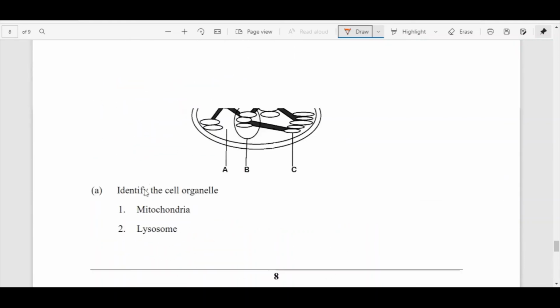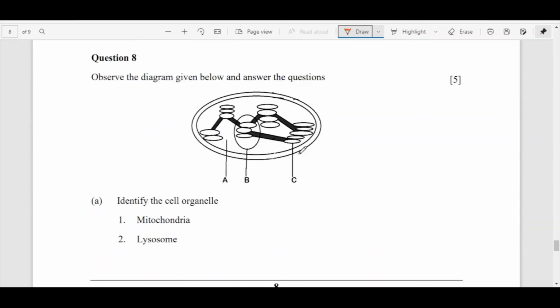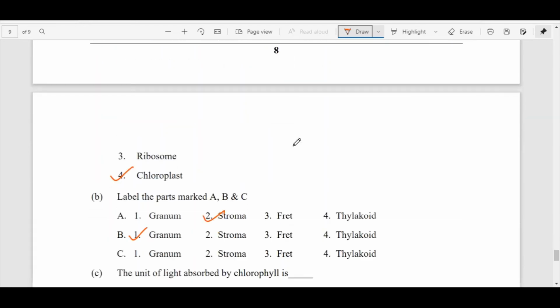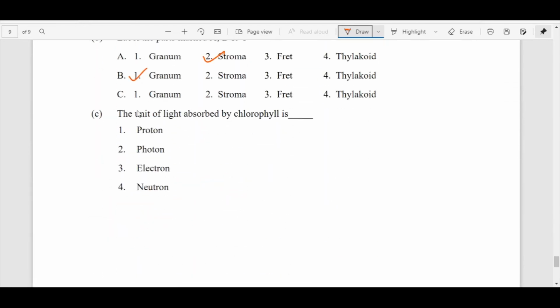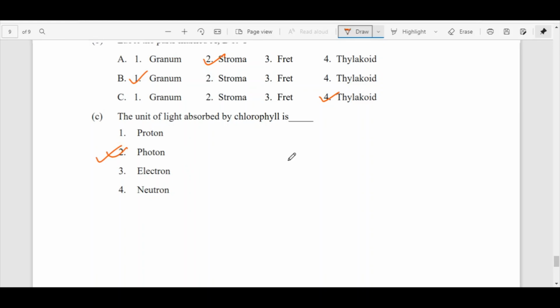Now number C, let me see what they have marked. Yes, they have marked 1 thylakoid. So C, right option here is thylakoid, that is the 4th one. So this is finished. Now question number C. The unit of light absorbed by the chlorophyll is what? Is it option number 1 proton, 2 photon, 3 electron or number 4 neutron? Obviously it's photon, unit of energy. Okay, so with this we conclude the paper.